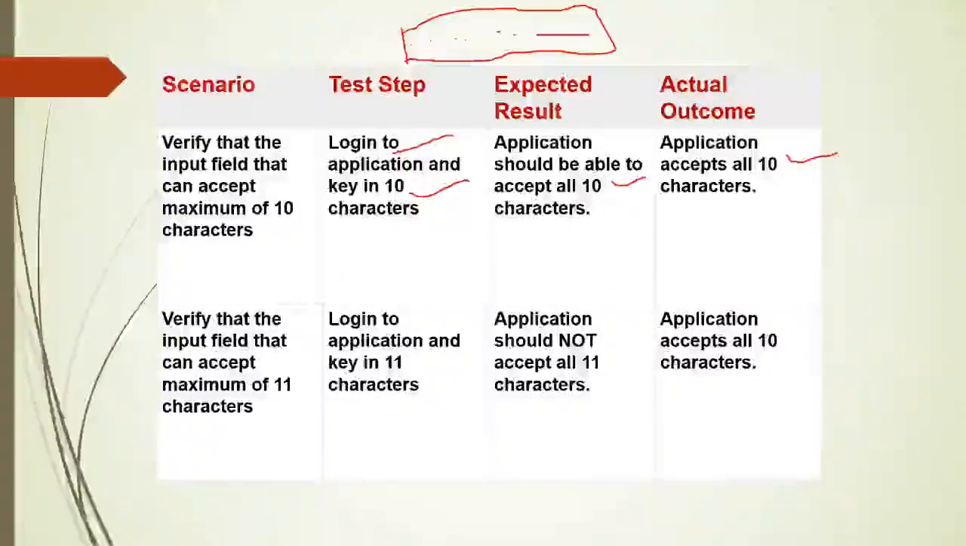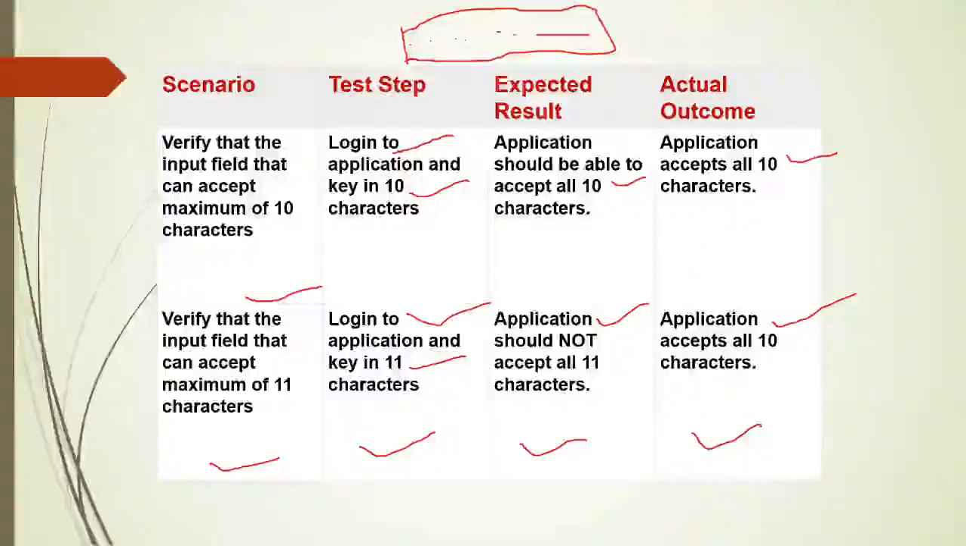Now suppose the user enters more than 10 characters, then what are the steps? Log into the application and key in 11 characters. This time you are going to enter 11 characters. And what is your expected output? The application should not accept all 11 characters, and it should show some error message to the user. And the actual outcome is that the application accepts only 10 characters and not 11 characters. You can also add any other conditions here. What if the user enters less than 10 characters? What should happen? Even that condition you can add here. If the user enters less than 10 characters, then it should accept.